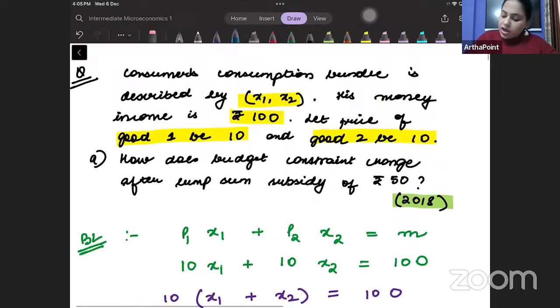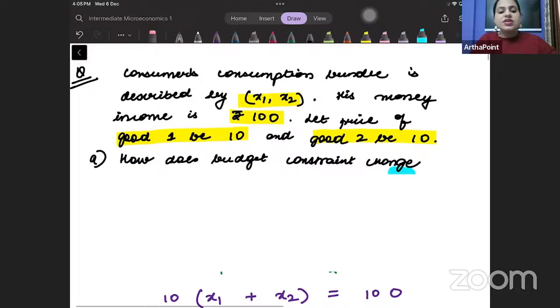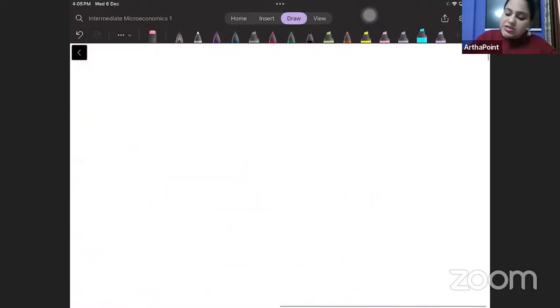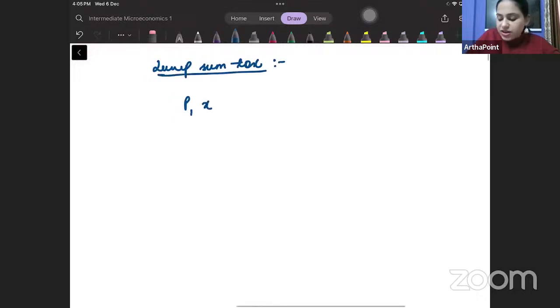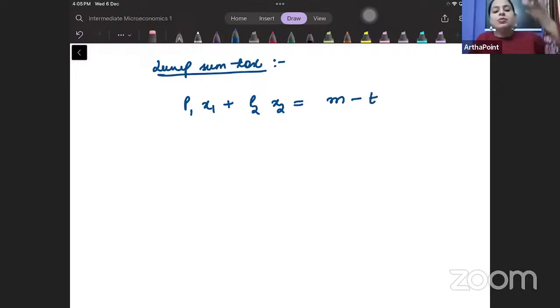Now read the question, beta. How does your budget constraint change after a lump sum subsidy of 50? So you are given a subsidy, but बच्चा ये जो subsidy दी गई है, this is a lump sum subsidy. So whenever there is a lump sum tax, how does your budget line look? It looks P1 X1 plus P2 X2 is equal to M minus T. Income कम हो जाती है by the amount of the tax. Whenever it is a lump sum tax, income will reduce by the amount of the tax.